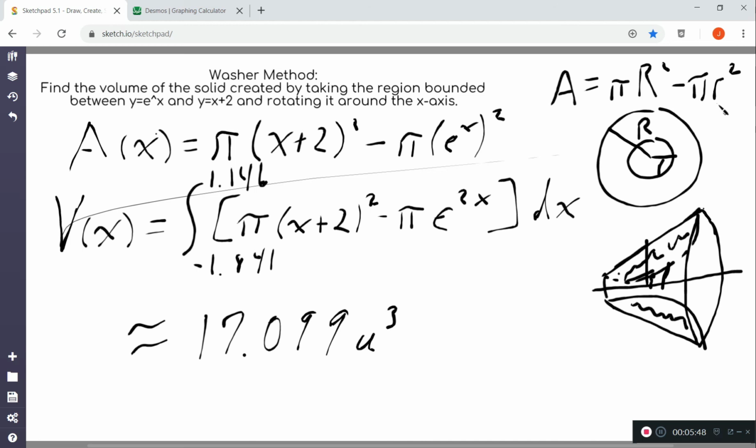So this has been our recap of the washer method, and we'll be moving on next to something called the shell method. All right. See you guys next time.